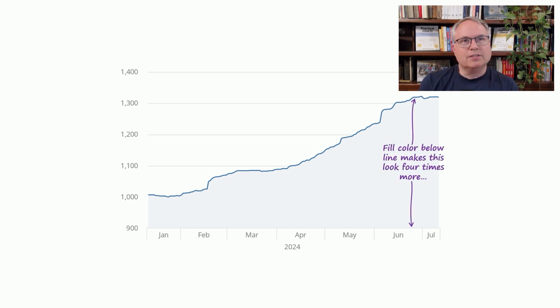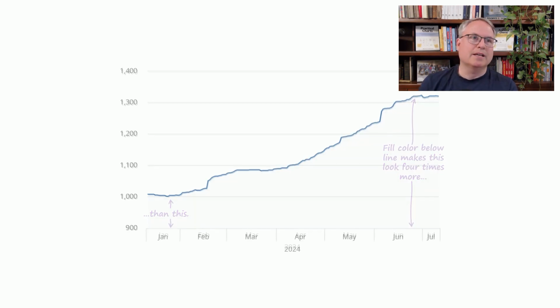Now, certainly to my eye, the fact that there's a fill color underneath this line really makes it look like this part of the chart, for example, is about 4 times as much as this, right? Because it really draws my attention to the distance between the line and the bottom of the chart. But if you look at the numbers here, you can tell that actually, no, this is definitely not 1/4 of this, right? This is about 1,100, this is about 1,300. So yeah, this is potentially maybe even a little bit misleading. And so I would remove the fill color here.